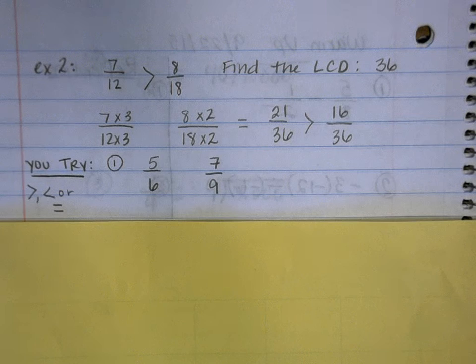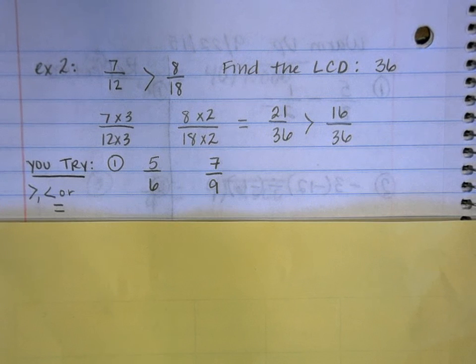Just put your thumb up when you think you know. Okay, raise your hand if you think 5/6 is bigger. Raise your hand if you think 7/9 is bigger. Raise your hand if you think they're equal. Raise your hand if you don't know. Okay, let's figure it out.